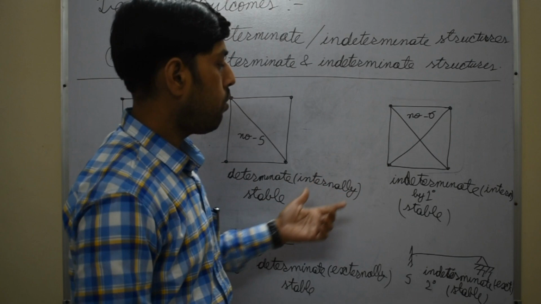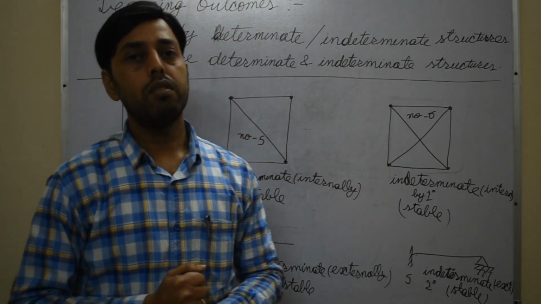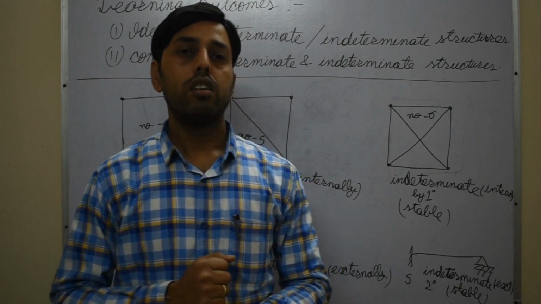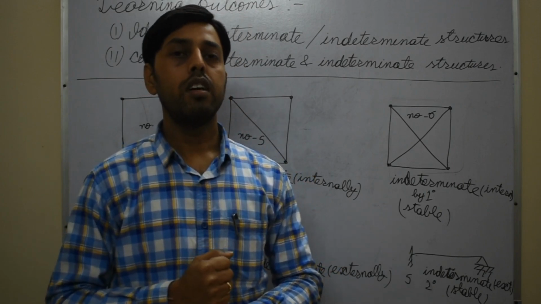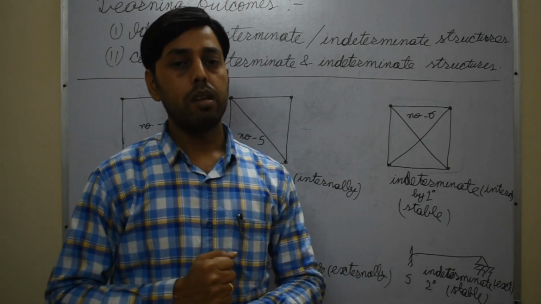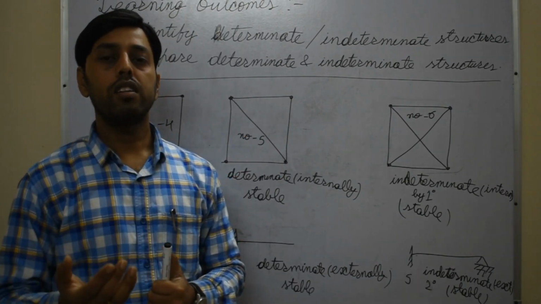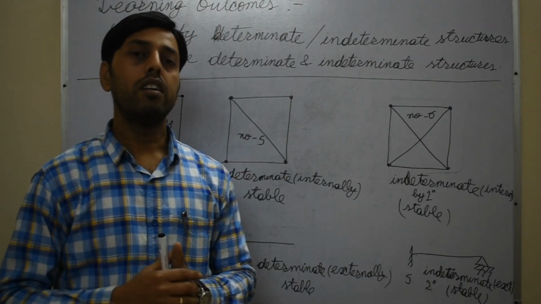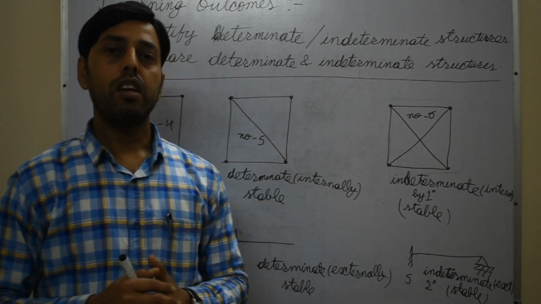So this is how we can achieve our 2 learning outcomes. In today's session, we have gone through the identification of determinate versus indeterminate structures. Along with that, we have also seen stable or unstable structures. Also, we have compared that determinate structures are less stable than indeterminate structures. So this is how we have accomplished our learning outcomes.